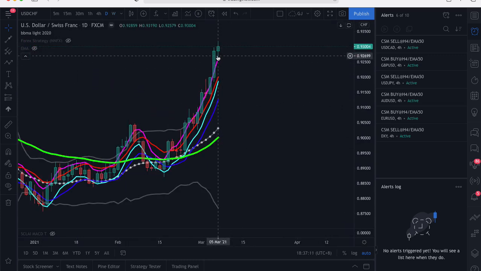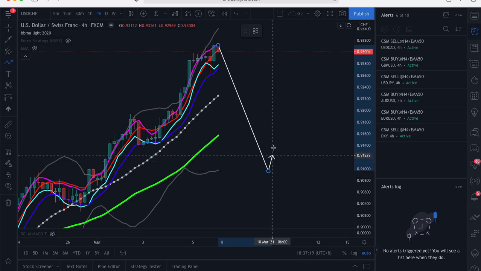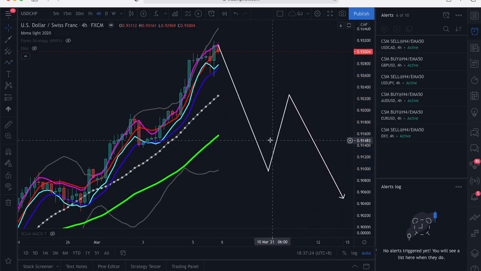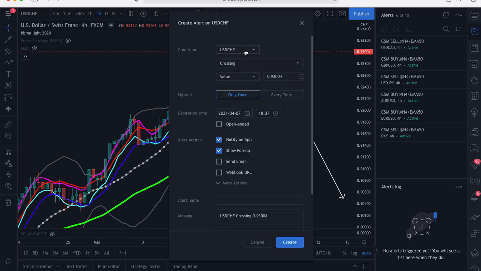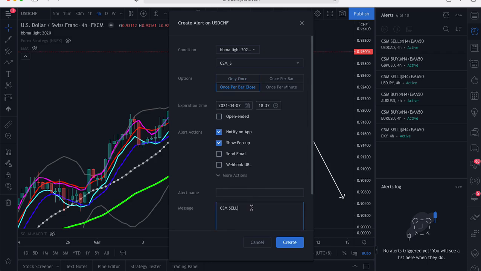So on daily is a CSM buy, and on H4 is MHV sell. So for this one, also we want it to close below here, make a pullback, then we take the continuation down. So this is a confirmation type of trade. Okay, so set alert, CSM sell at H4 and below EMA 50.